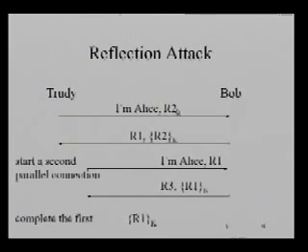So Trudy says, I'm Alice, because Trudy doesn't know the secret, but she's trying to impersonate Alice. So she says, I'm Alice, my challenge is R2. Bob says, here's the answer to R2, and here's your challenge, R1. And now Trudy is stuck because she doesn't know the answer to R1. But what Trudy does is she starts a second parallel connection and says to Bob, I'm Alice, my challenge is R1. Bob helpfully tells her the answer, and now she can complete the first one.